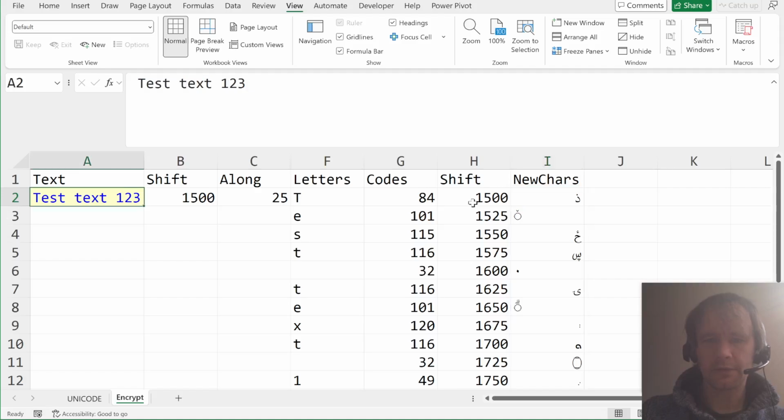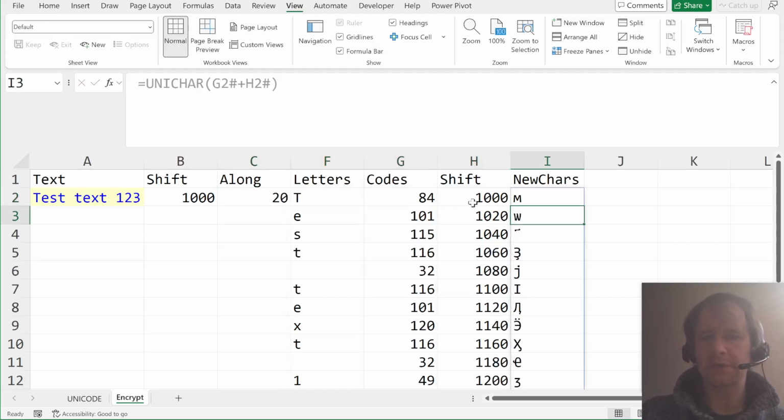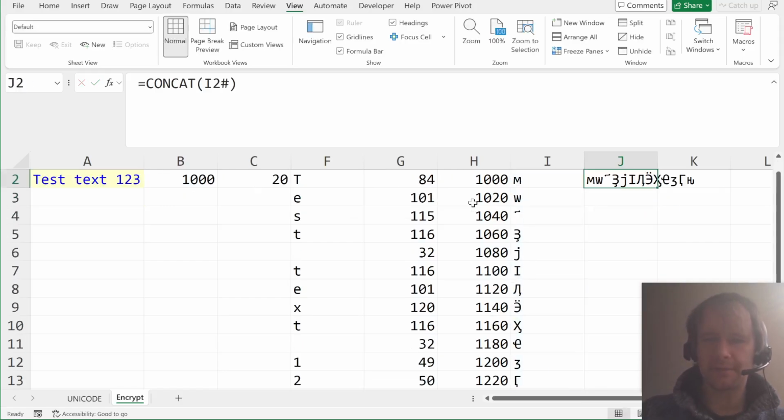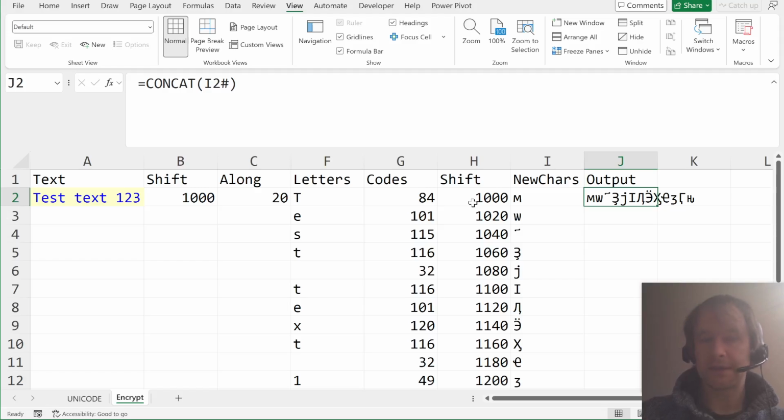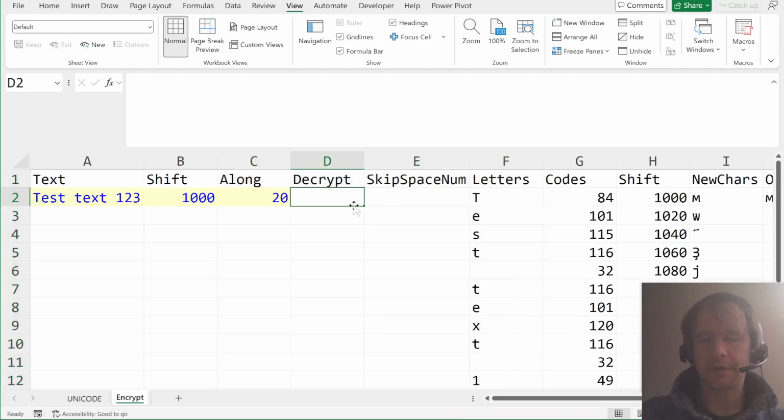And that gives us all these weird things, and if I make that 1000 instead, I get a different set, and so on. Make that 20 instead, they move differently. So then the output is going to be concat of that. So this is my encrypted text. I'm going to mark those as inputs as well, but I also want to add a couple more optional parameters here to allow for a couple of other situations.